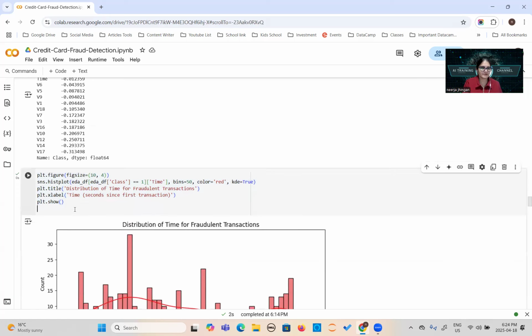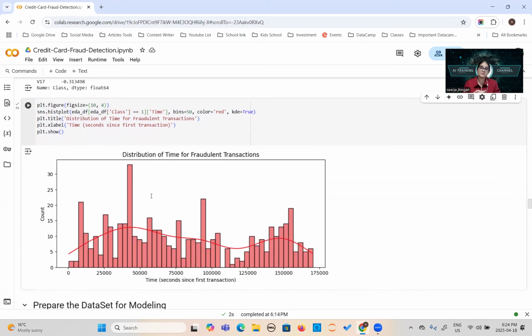Okay. Here, this graph is the distribution of the time for fraudulent transactions. This graph is very, very important. Listen carefully. This is telling us at what time most of the fraud transactions are happening, like in a full day, in the early morning, mid of the day, afternoon, or what. This is in seconds. So this is the count. Between 25,000 and 50,000 seconds, the highest fraud transactions are happening, right? How many? Above 30 fraud transactions.